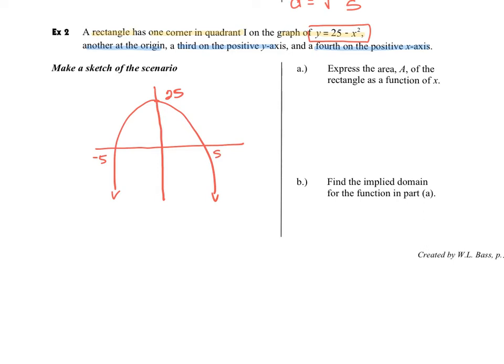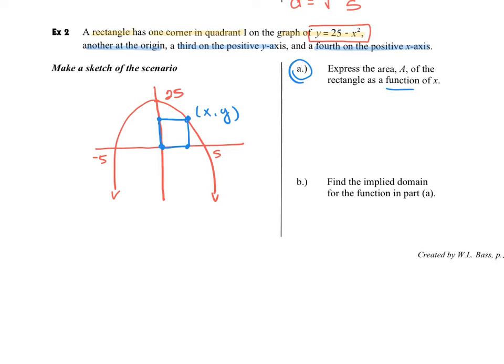Now I can start drawing in the rectangle. I can't draw the rectangle if I don't have the parabola first. It says one corner needs to be on the parabola. So one corner is going to be right there. Another one's going to be at origin. This is supposed to be a rectangle, so it makes sense that the point that's on the x-axis is going to be straight down, and the point that's on the y-axis is going to be directly over, so that makes a nice rectangle there.